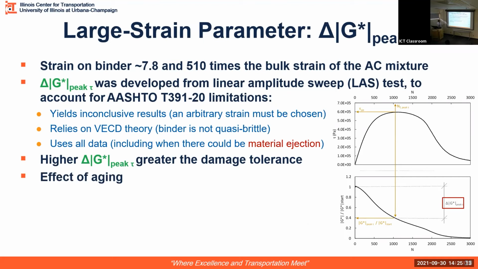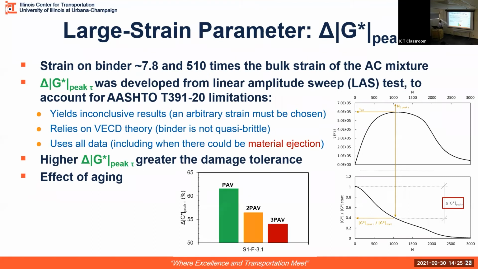Regarding the effect of aging, what we anticipate with this parameter is that aging will make the binder more brittle, and so the damage tolerance of that binder will reduce. If we take one of the examples, this is what we see with aging. We see that there's a decrease in delta G star peak tau. So this parameter was used to evaluate the large strain behavior.